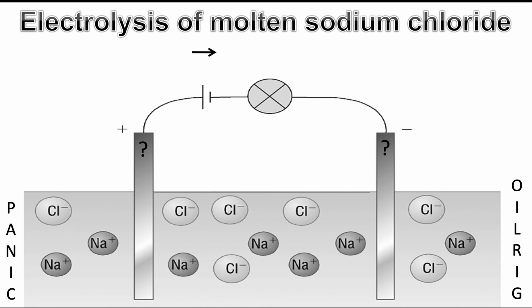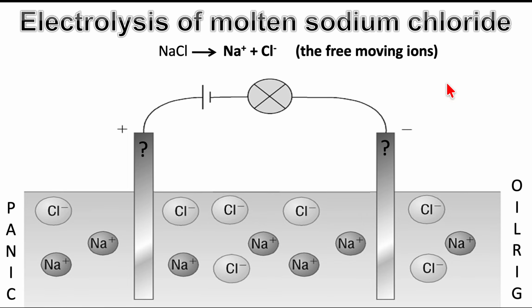Okay, let's have a look at a scenario then. This is the electrolysis of molten sodium chloride, NaCl. And if it's molten, then I know the ions are free to move, and I've only got Na+ cations and Cl- anions. I know those are the only two types of ion I've got present because it's molten sodium chloride. It's not a solution.